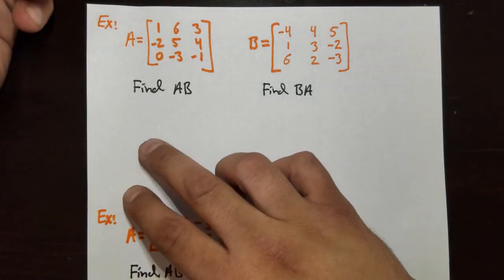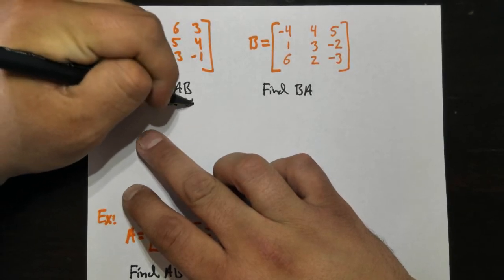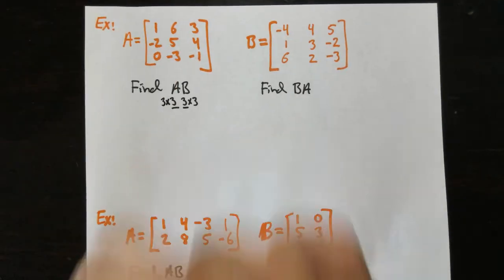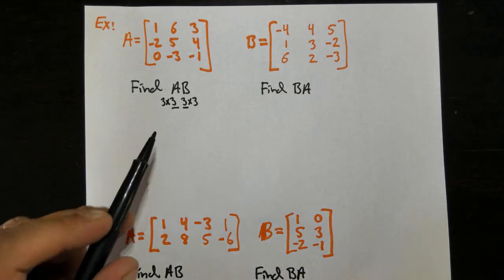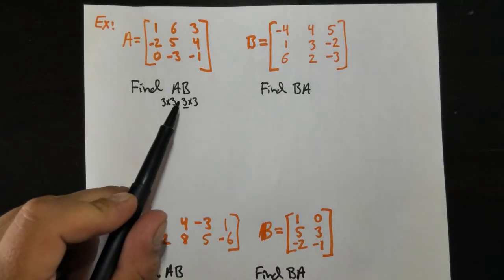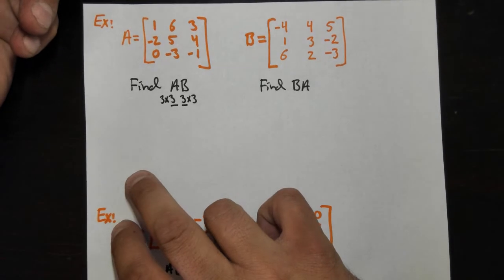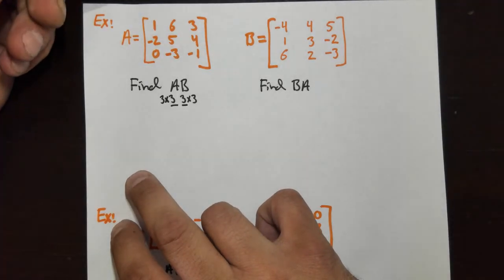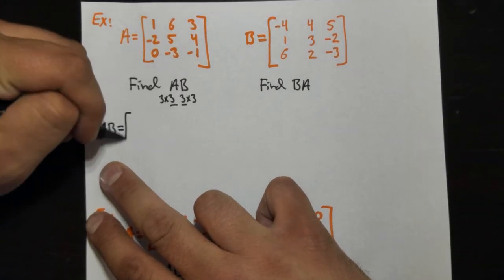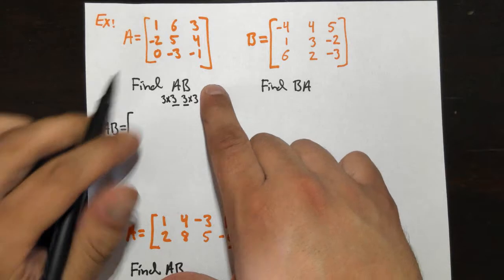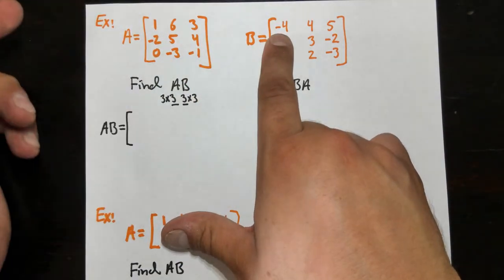Well, it'll be some work, but it's nice because we know we can multiply a 3 by 3 and a 3 by 3. The middle 2 are the same, and our resultant is going to be a 3 by 3. So let's see here. Okay, so let's find AB. All right. So we're going to take the first row, multiply it by the first column. So 1 times negative 4 is negative 4.